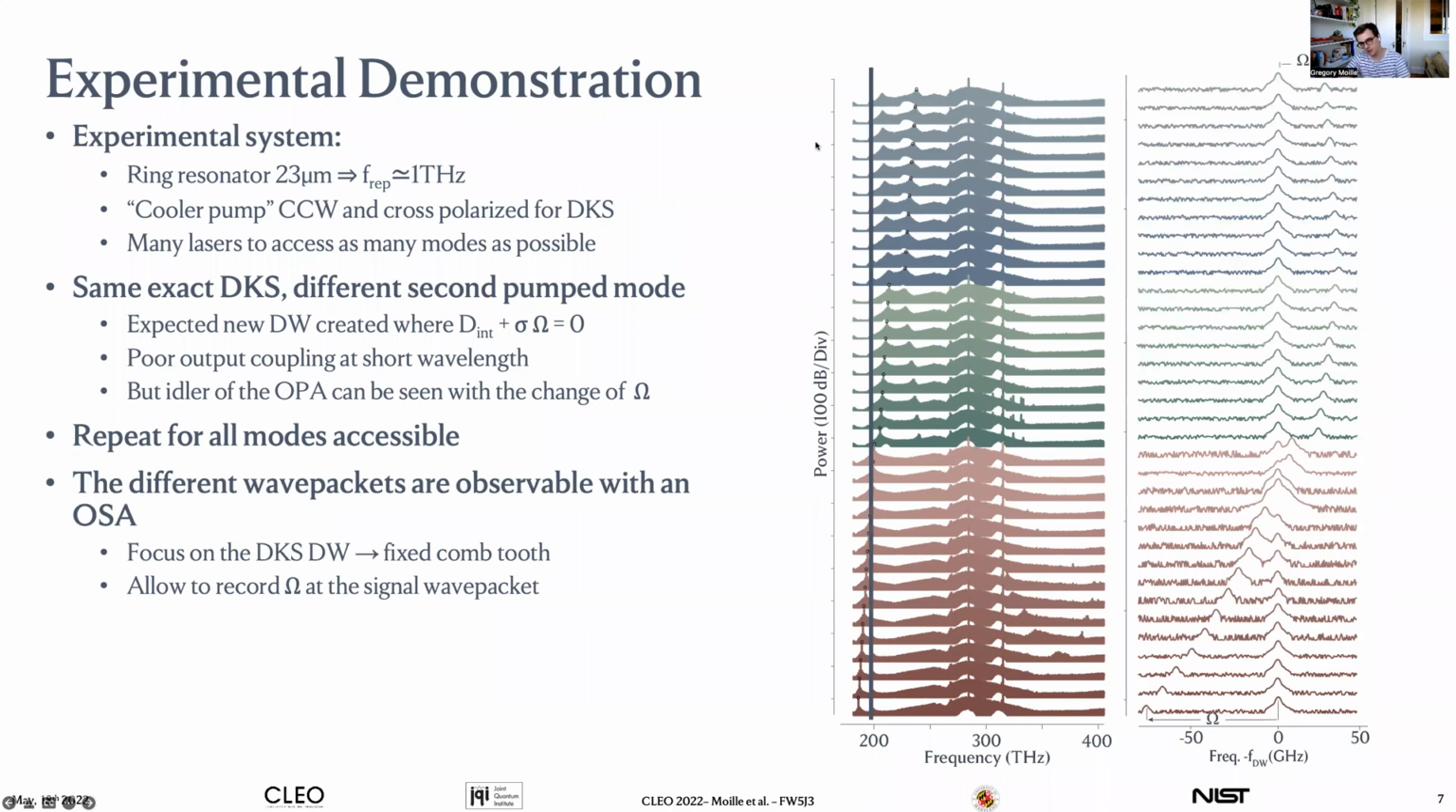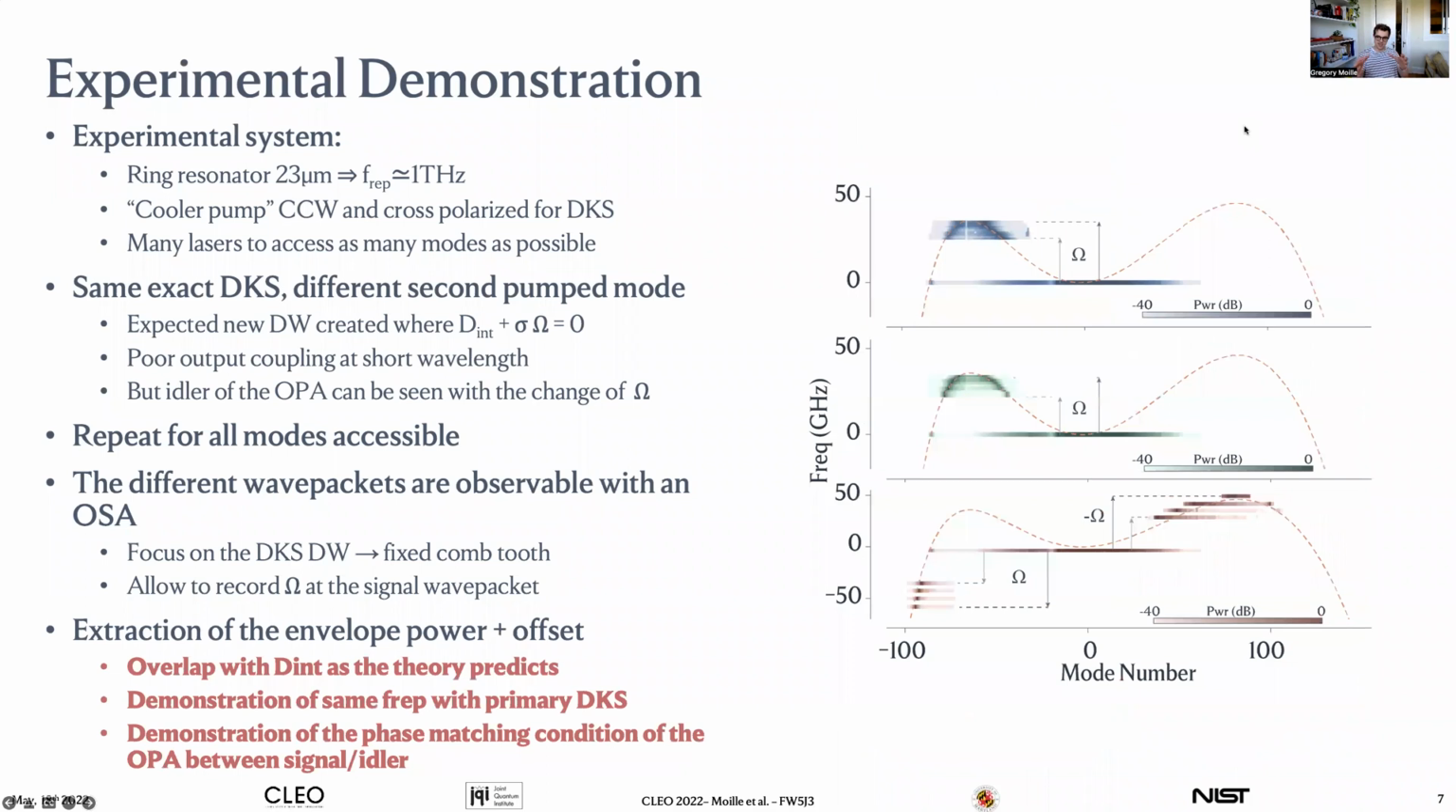We can focus on the dispersive wave of the primary DKS that has a fixed wavelength. This one doesn't change. And we can record the frequency overlap between the different signal wave packets, the ones in the secondary band. We can clearly see that this omega is changing, but what we can do even more is extract the envelope of each wave packet and plot them in this integrated dispersion phase space.